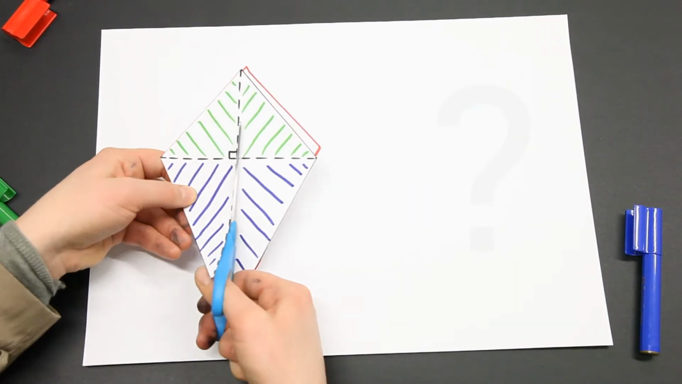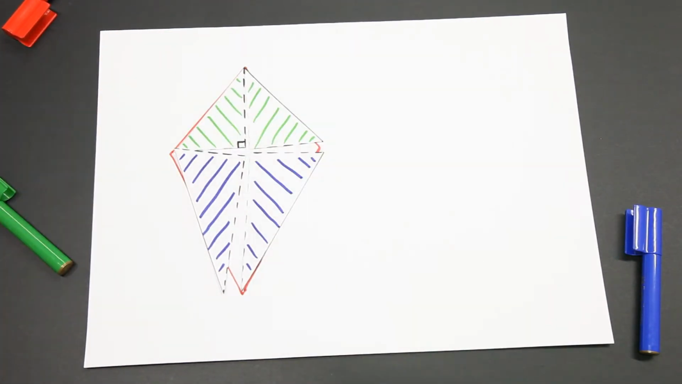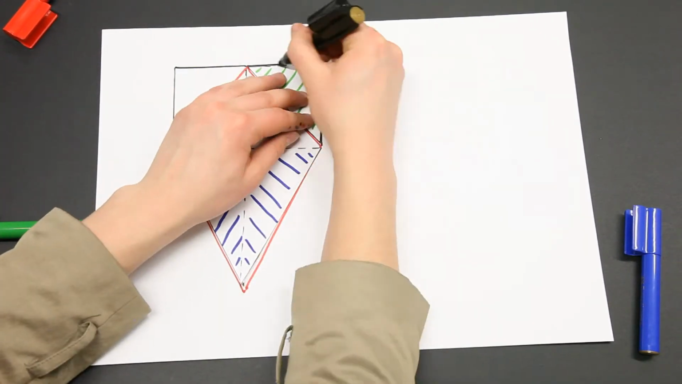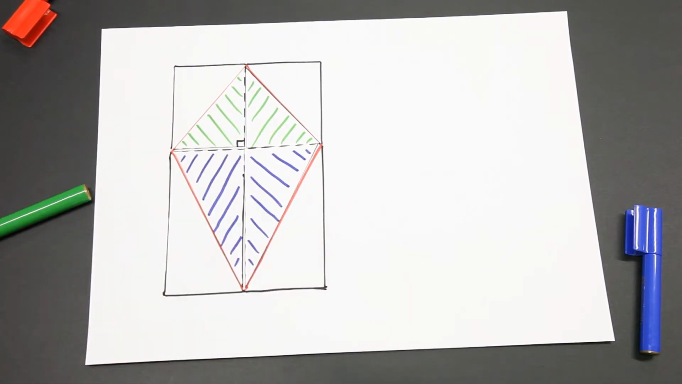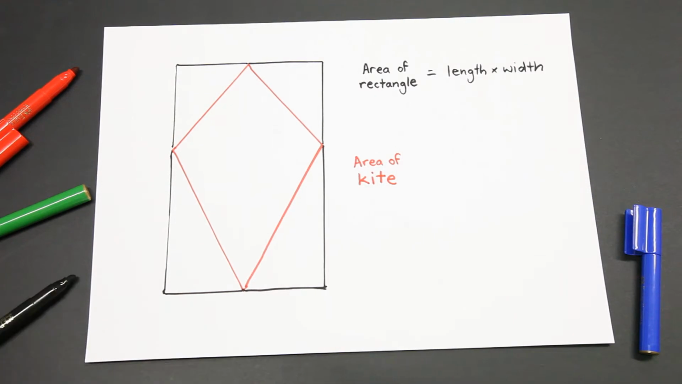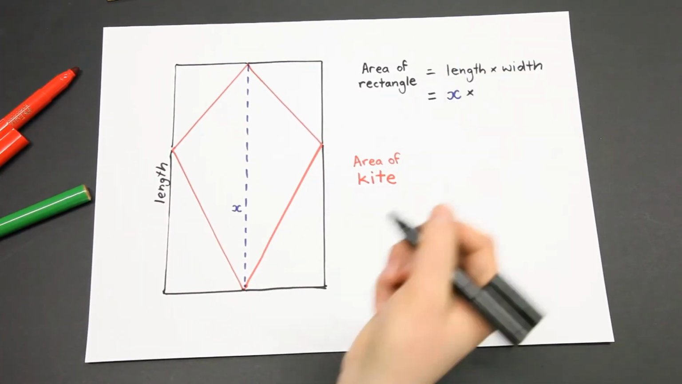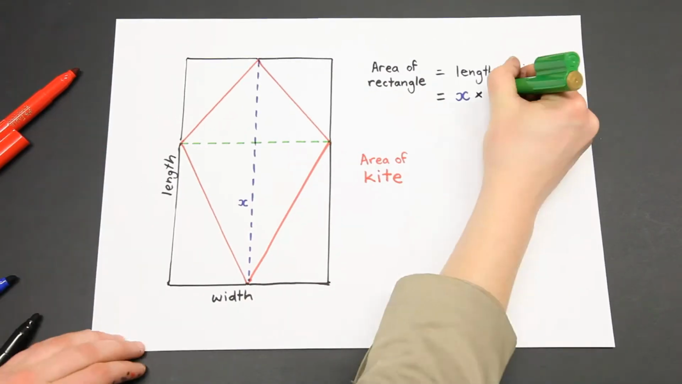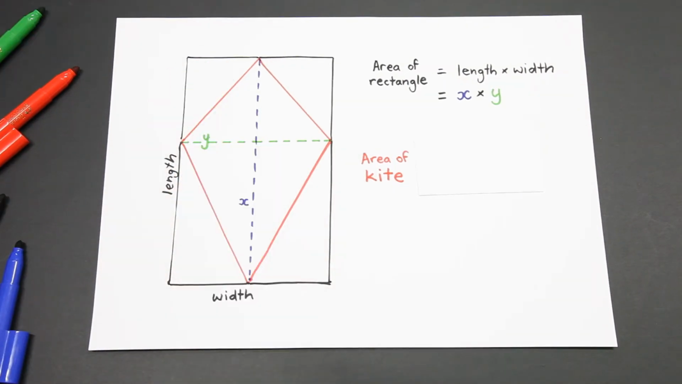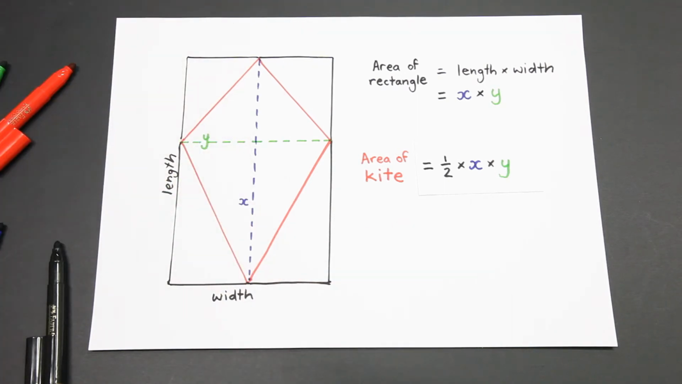If we cut down the diagonals, we end up with 4 right-angled triangles again. But these right-angled triangles are different sizes. If we turn them over and trace them, we can see it still makes a rectangle. And the area of this rectangle will be twice as big as the area of the kite. The length of the rectangle is the same size as this diagonal, and the width of the rectangle is the same length as the other diagonal. So we can use the same method to find the area. Multiply the diagonals and then halve the product.